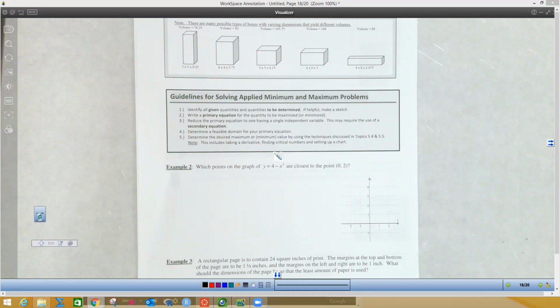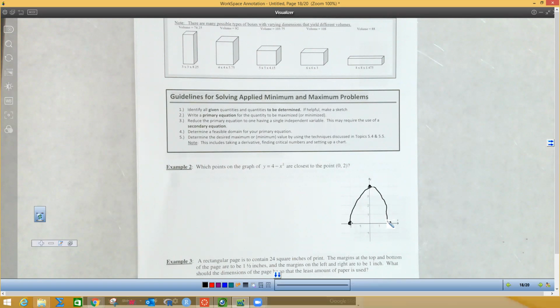So anyway, I'm going to graph this thing. If I plug in 0 for y, I get positive and negative 2. So this parabola hits -2 and 2. If I plug 0 in for x, I get out 4. So this parabola does something like this.